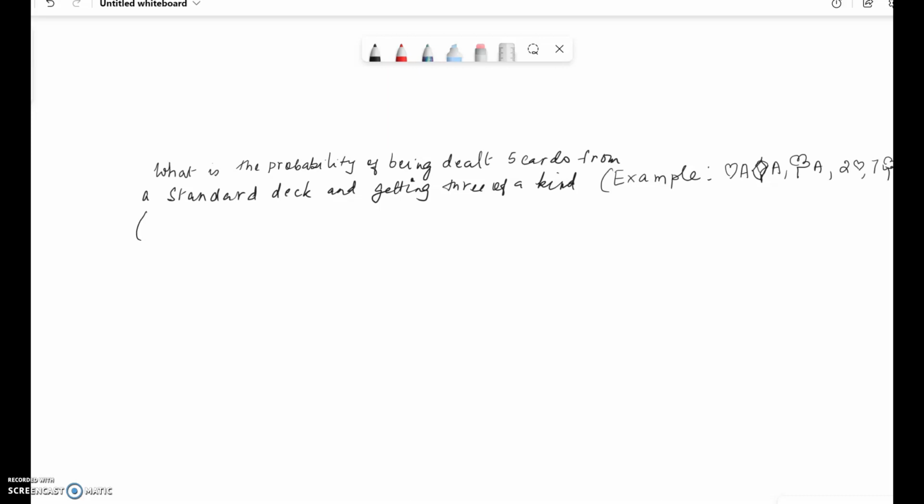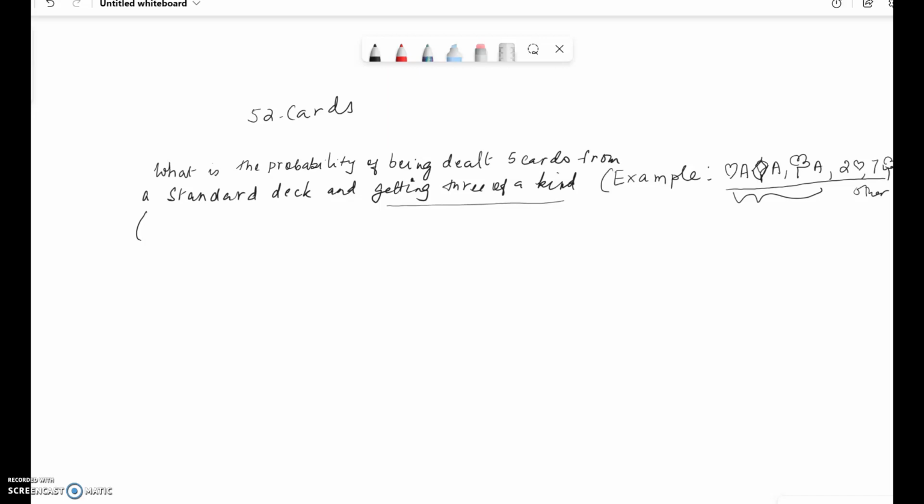So suppose we are dealt 5 cards from a standard deck. A standard deck has 52 cards. And what is the probability of getting 3 of a kind? And here I've just written an example of 3 of a kind. It could be, for example, 3 aces and 2 other cards, any other cards. It cannot be an ace. So that would be a 3 of a kind.